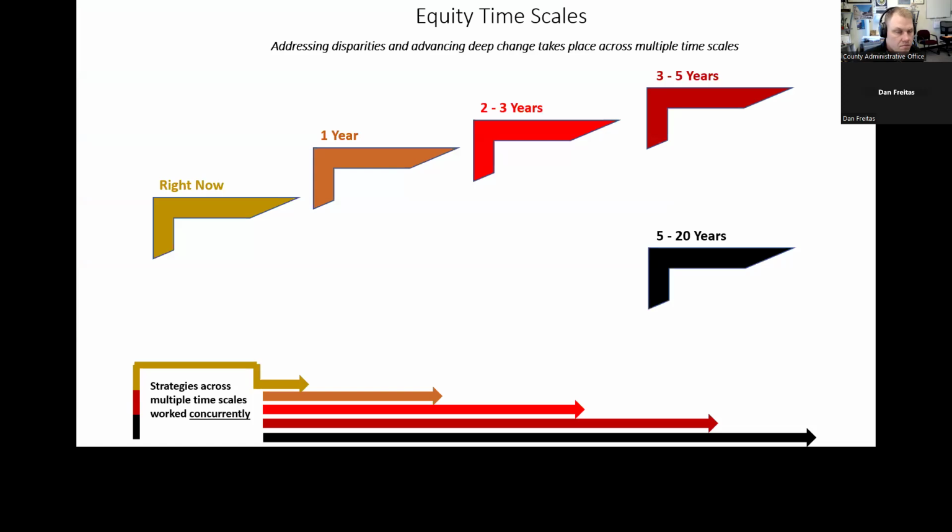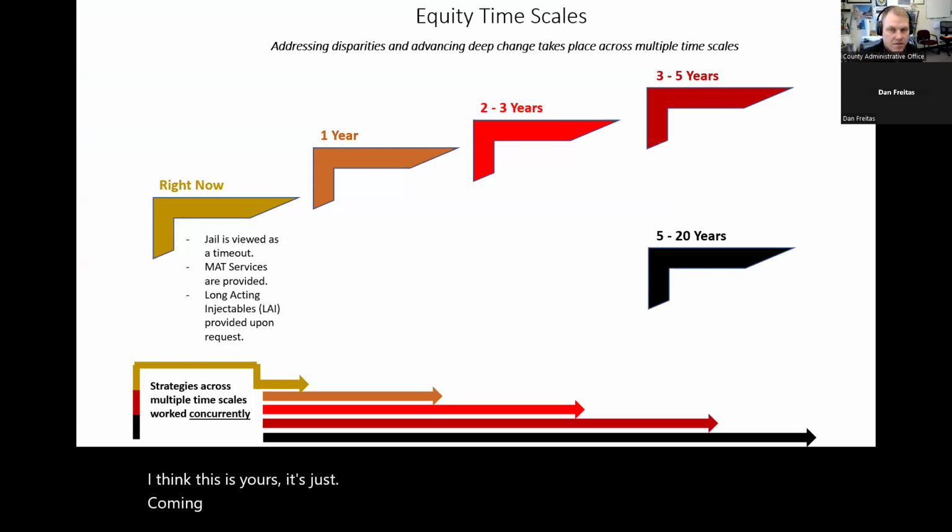Anyways, so this is a blank template for us to work on later, or to look at later, of how to move forward. And then if you want to move on to the next one real quick, Sven. I think this is yours. It's just coming in piecemeal here. Okay. Oh, I'm sorry. It's coming in a little slow there.